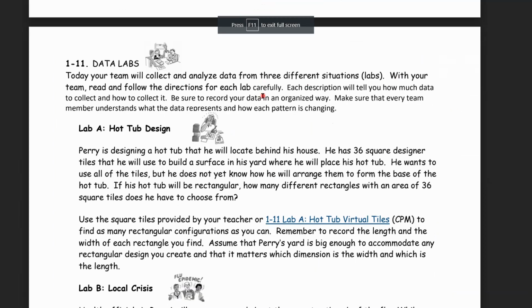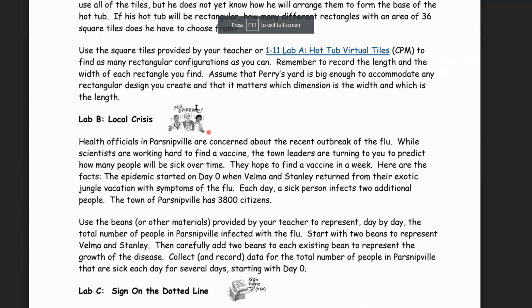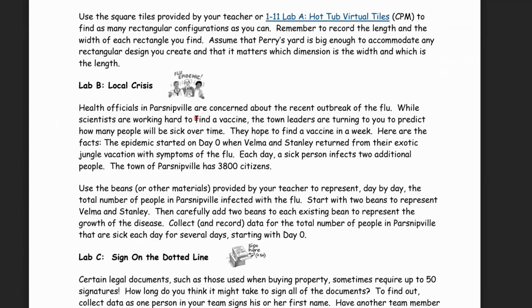So in this situation, this local crisis flu epidemic, health officials in Parnopsville are concerned about the recent outbreak of the flu. While scientists are working hard to find a vaccine, the town leaders are turning to you to predict how many people will be sick over time. They hope to find a vaccine in a week. Here are the facts. The epidemic started on day 0 when Velma and Stanley returned from their exotic jungle vacation with symptoms of the flu. So that's day 0, Velma and Stanley. Each day, a sick person infects 2 additional people. The town of Parnopsville has 3,800 citizens.